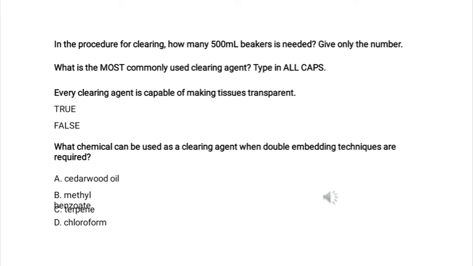And then the last question, what chemical can be used as a clearing agent when double embedding techniques are used? So the correct answer for this one is methyl benzoate.